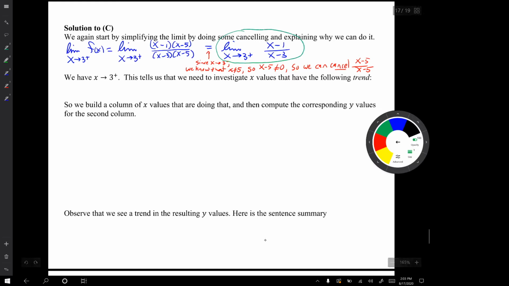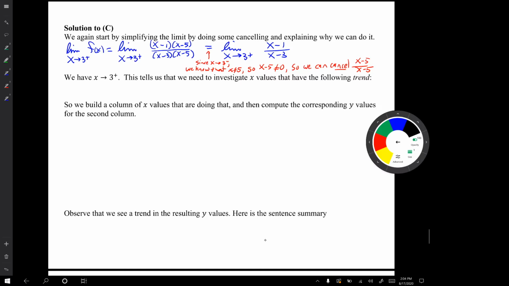And the reason that we're able to cancel is, well, as in question B, we know that x is getting closer and closer to 3. So x is not 5. So since x is not 5, we know that x minus 5 is not 0. Since x minus 5 is not 0, we can cancel the expression x minus 5 over x minus 5.